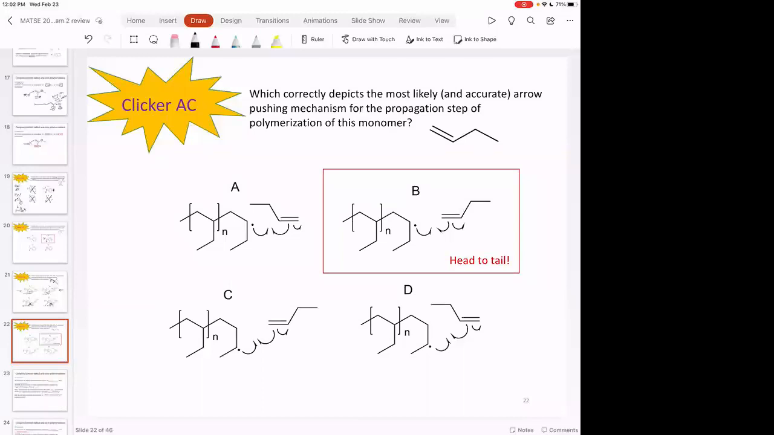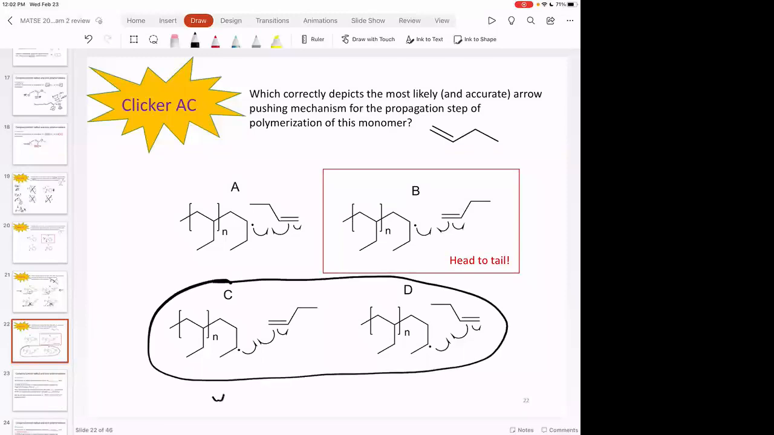C or D, these have the wrong growing chain end. So these both have, if you count the carbons here, 1, 2, 3, 4, the growing chain end on carbon number 3. And we never studied an example where the growing chain end moves away from the head carbon, right? So this is the tail carbon, this is the head carbon. The growing chain end is always sitting on the head carbon.